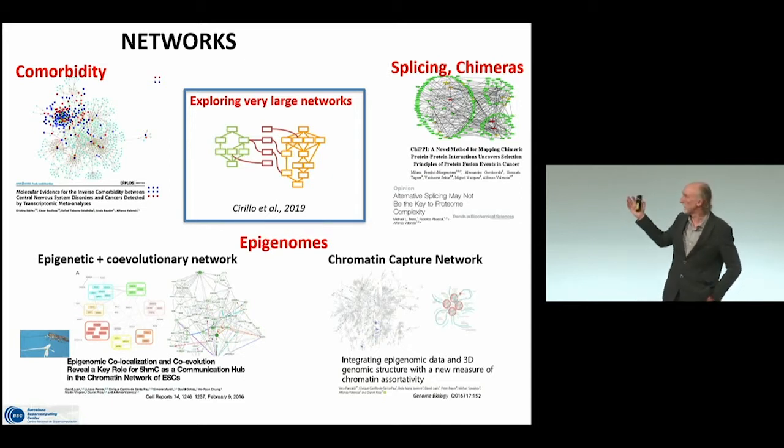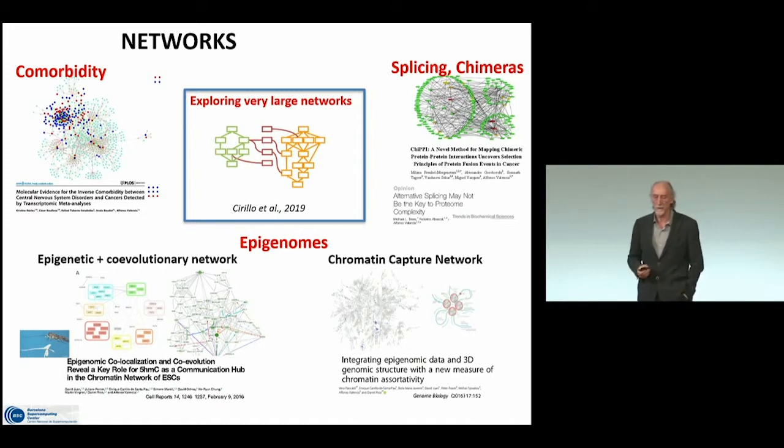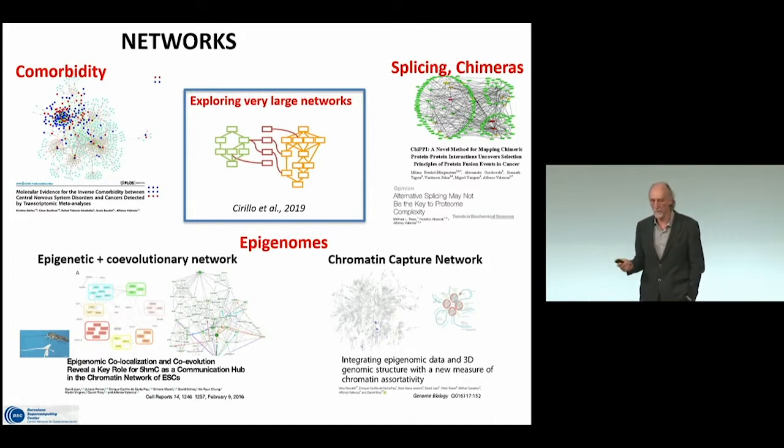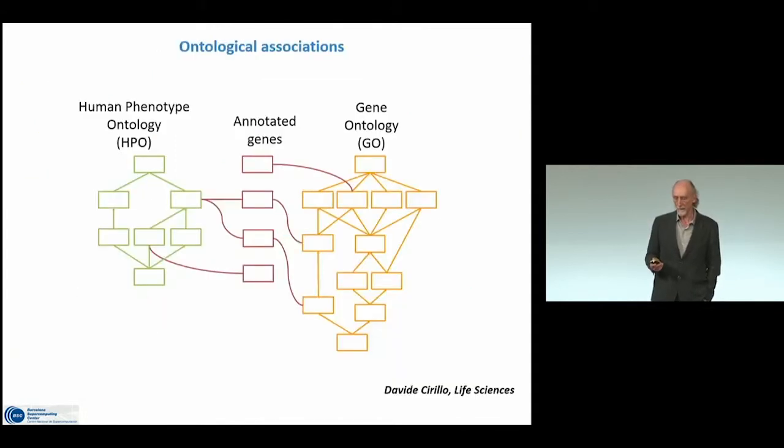And obviously, we are also interested in other types of networks, in these cases networks related to epigenetic information, representing chromatin capture experiments in the form of networks as an alternative way of analyzing the information. And there are many other areas of biology that can be represented as networks. Networks can be very interesting, but they can get really very complicated.